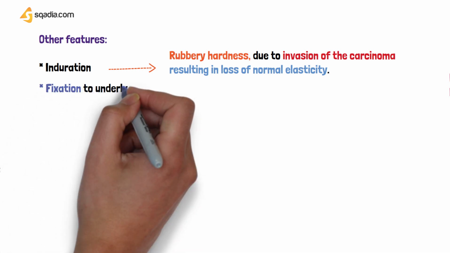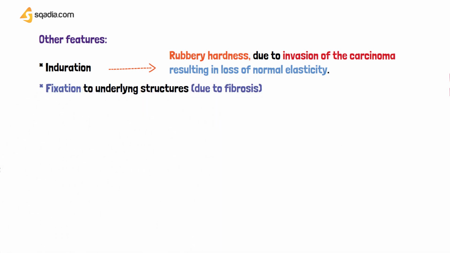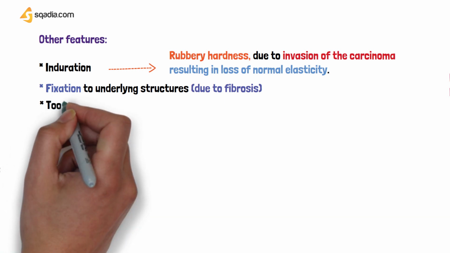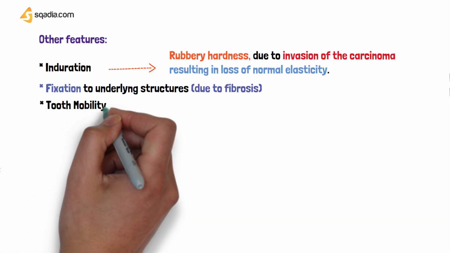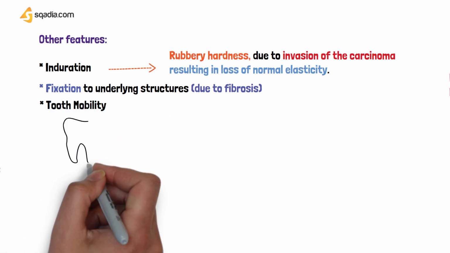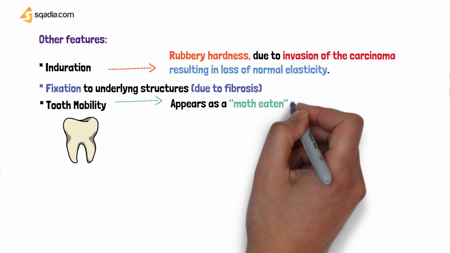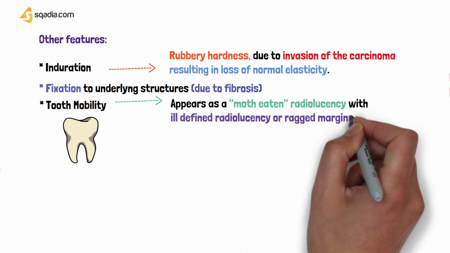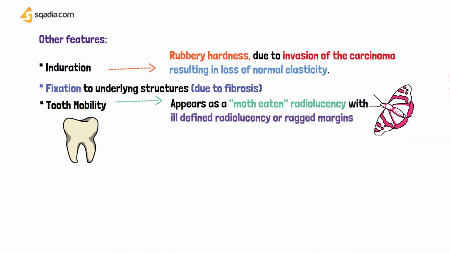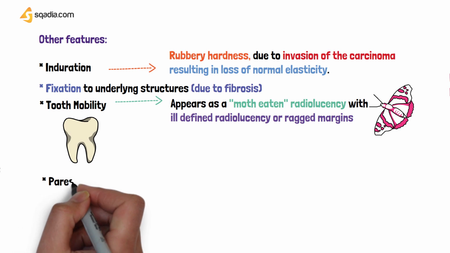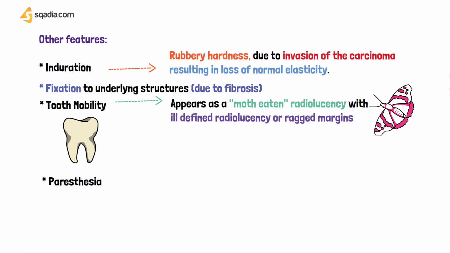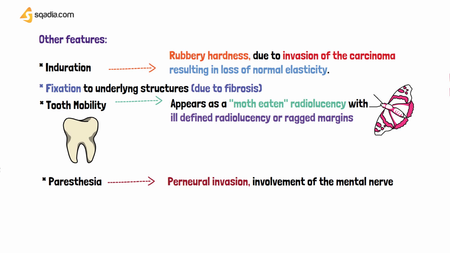Fixation to the underlying structure. This basically occurs due to fibrosis. Tooth mobility is seen in those cases where the underlying bone has been eroded. On the radiograph, it usually appears as a moth-eaten appearance with ill-defined radiolucency or ragged margins. Now, paresthesia. Paresthesia occurs due to the perineural invasion when the tumor has invaded the nerves. Usually, the mental nerve is involved.